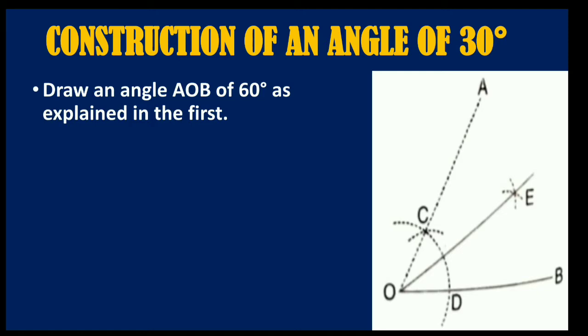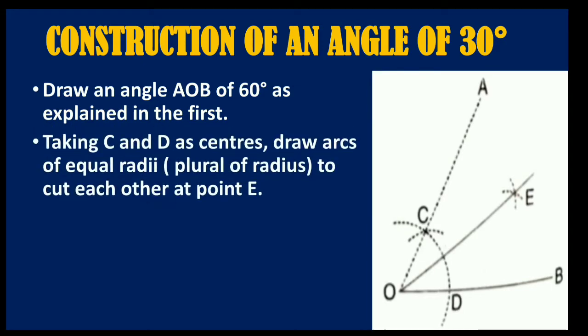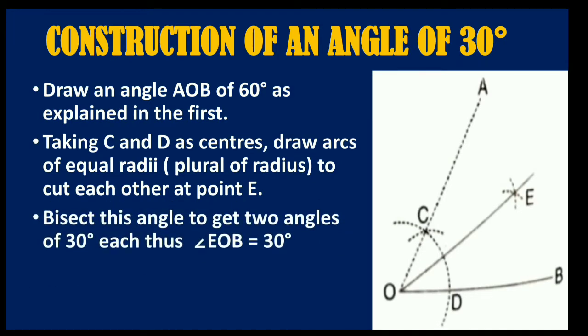First, draw an angle AOB of 60 degree as explained in the first diagram, and then taking C and D as the center, draw arcs of equal radii to cut each other at point E. Bisect this angle to get the angles of 30 degree each, thus EOB equals 30 degree. The line OE bisects angle AOB.